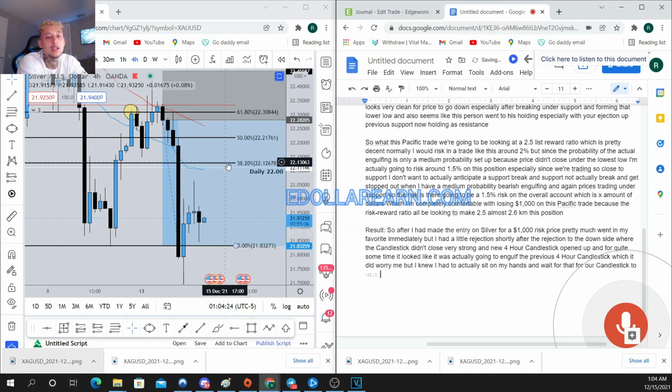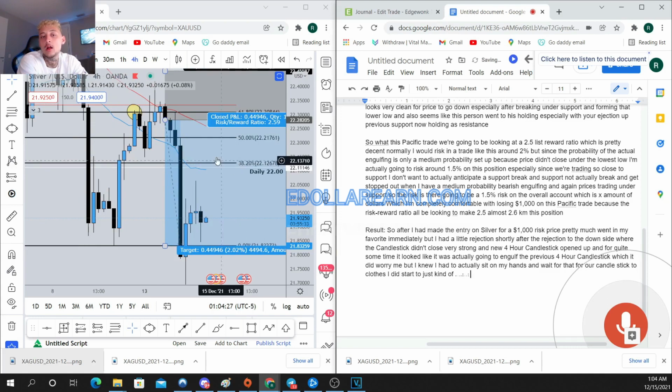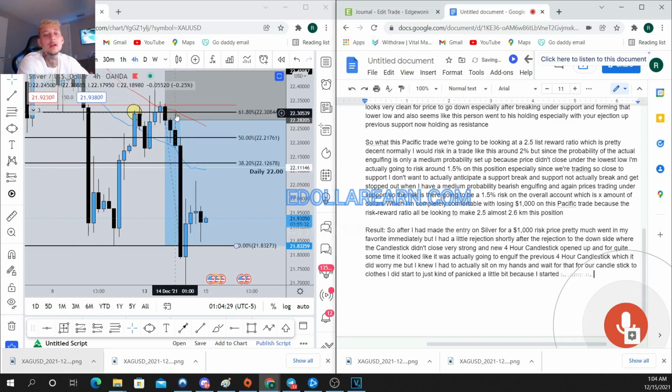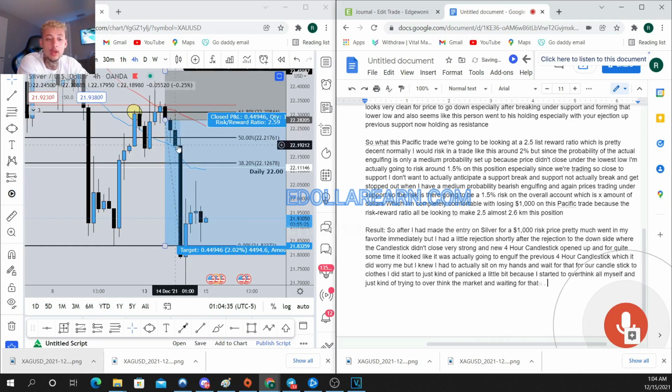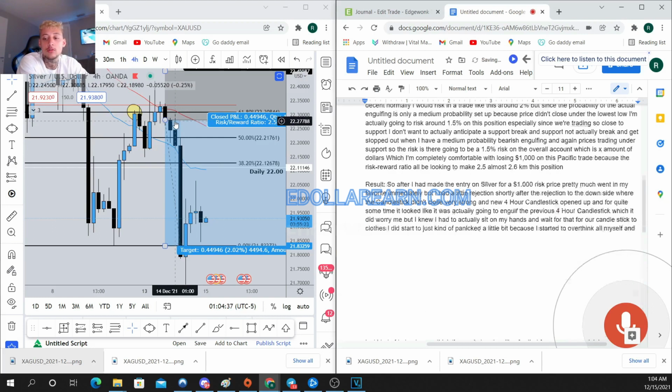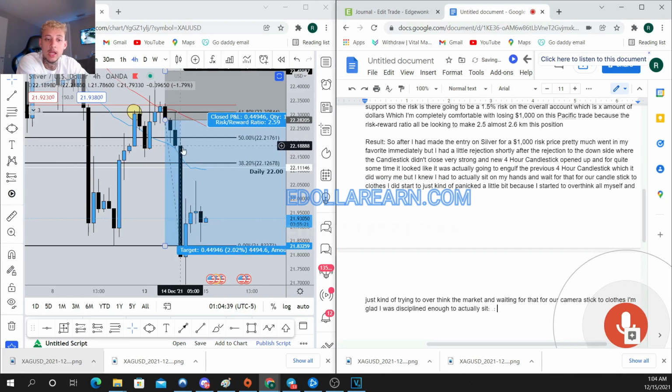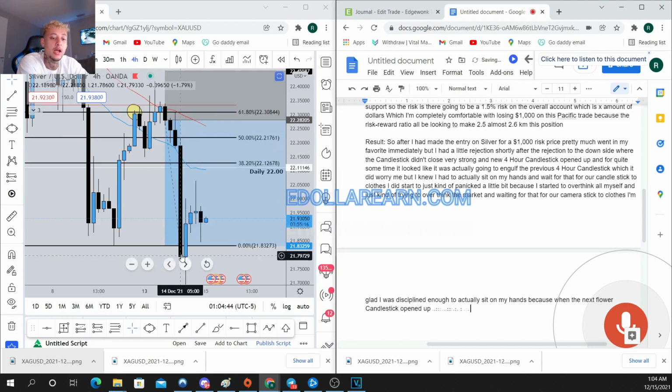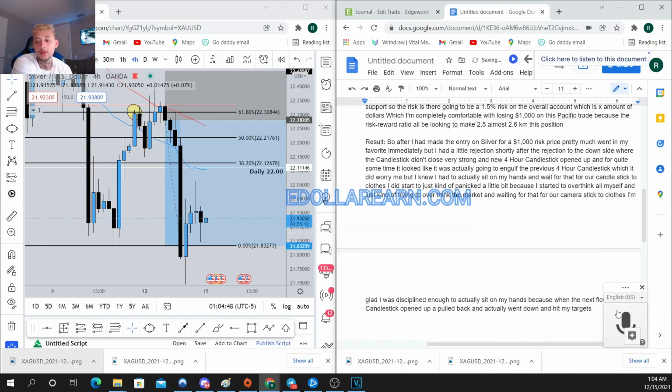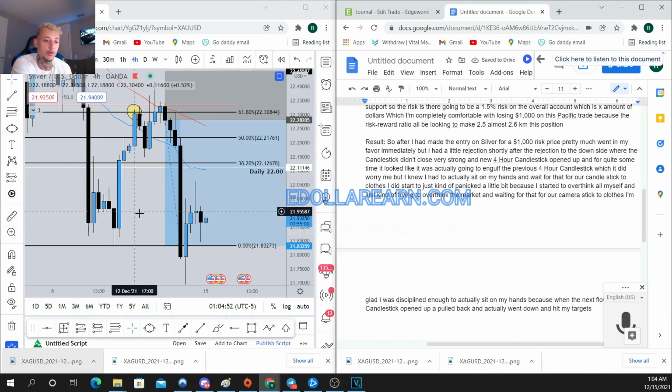but I knew I had to actually sit on my hands and wait for that 4-hour candlestick to close. I did start to just kind of panic a little bit because I started to overthink the market while waiting for that 4-hour candlestick to close. I'm glad I was disciplined enough to actually sit on my hands, because when the next 4-hour candlestick opened up, it pulled back and actually went down and hit my targets. Right? Simple, right? And then you can just kind of end it off with, like, I think the trade went very well.